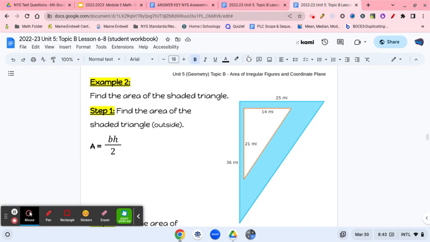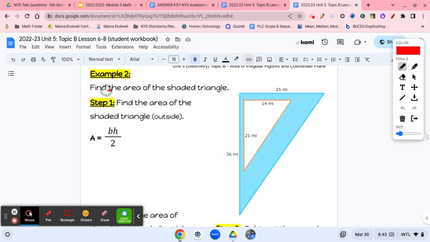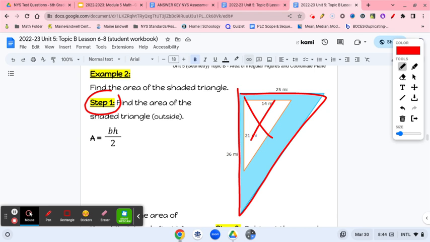So let's do it. Here's example 2. Find the area of the shaded triangle. So again, it's a triangle this time. Step 1, find the area of the whole thing. I'm going to highlight the area of the whole thing. I'm not even paying attention to that. It's a triangle, so my first step is to write my formula: base times height divided by 2.